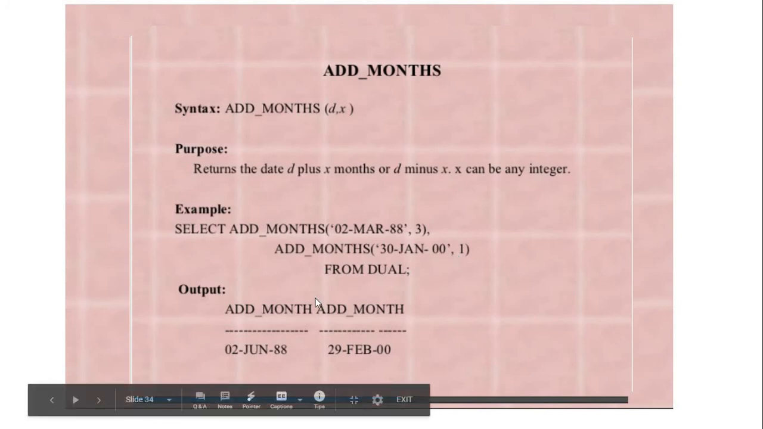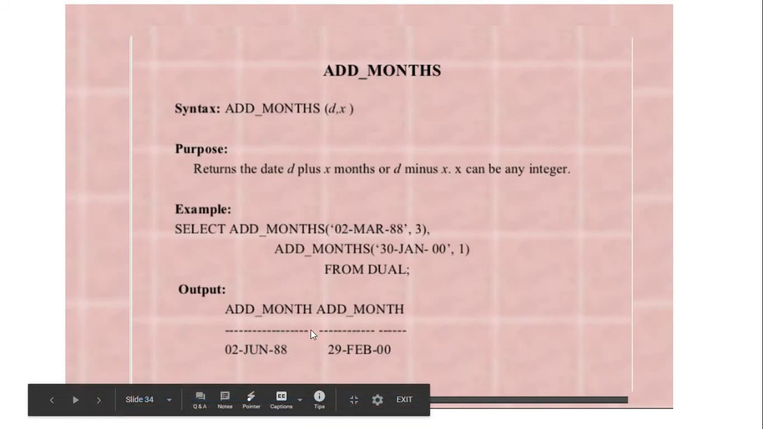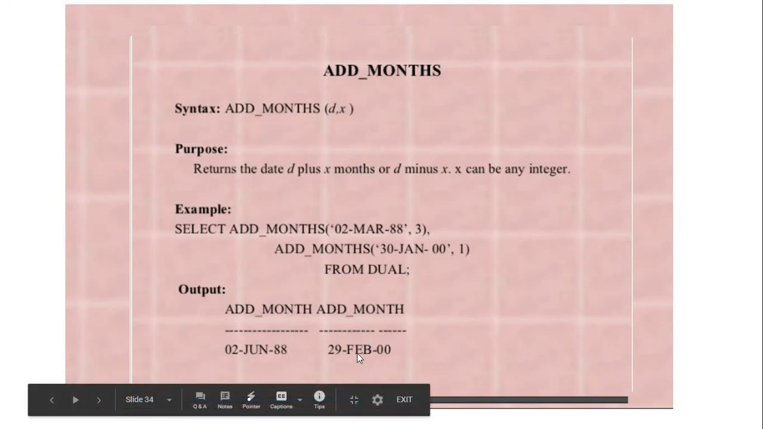So now you can see that in the first case we have added 3 months to this March, so we are getting June, and in this case we have added 1 month to 30th Jan, and it will consider that this is a leap year, so it will find what will be the next date after the 1 month.